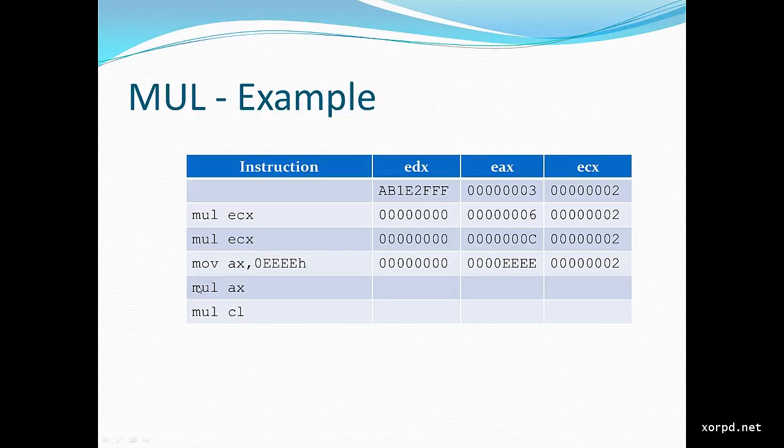Now we are going to invoke this instruction, mul AX. This is actually going to multiply AX by AX. We got the result here. Actually, the full result is this one. It is composed of the lower part of EDX, which is DX, and this is AX. This is the full result.